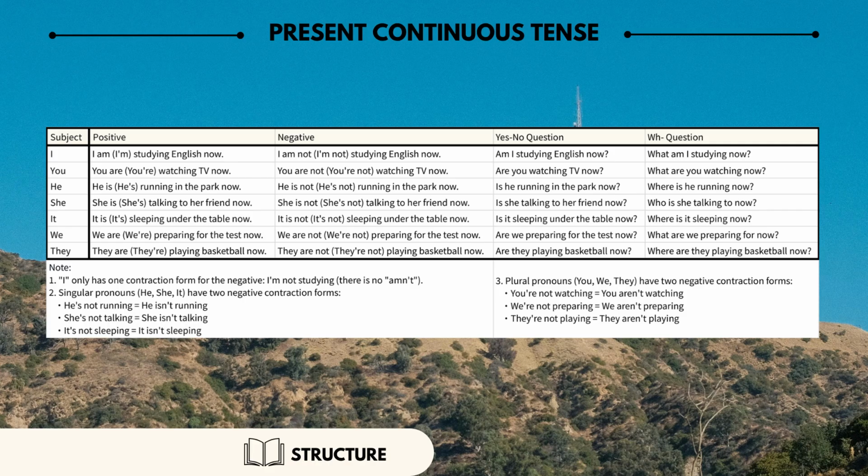First, for I, we only say, I'm not. We do not say, amn't. That does not exist in English.